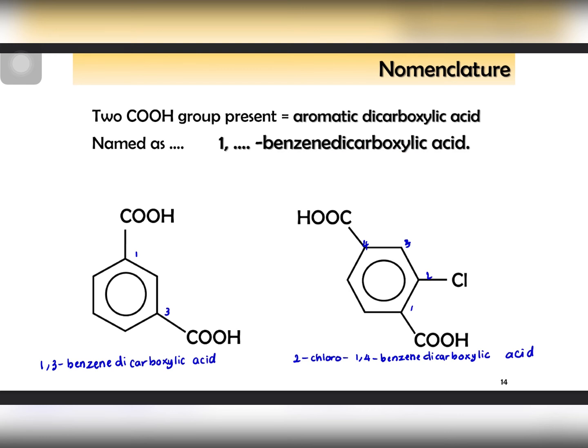Let's say ada substituent di tengah-tengah. So kita akan ikut lowest numbering. Okay, so kita akan pusing depends on the lowest locant. So this one will be number 1, 2, 3, 4, and the naming will be 2-chloro 1,4-benzene dicarboxylic acid. Sebab carbon 1 mesti COOH, and then kenapa kita pilih this carbon as second carbon? Because it is the lowest numbering untuk naming.